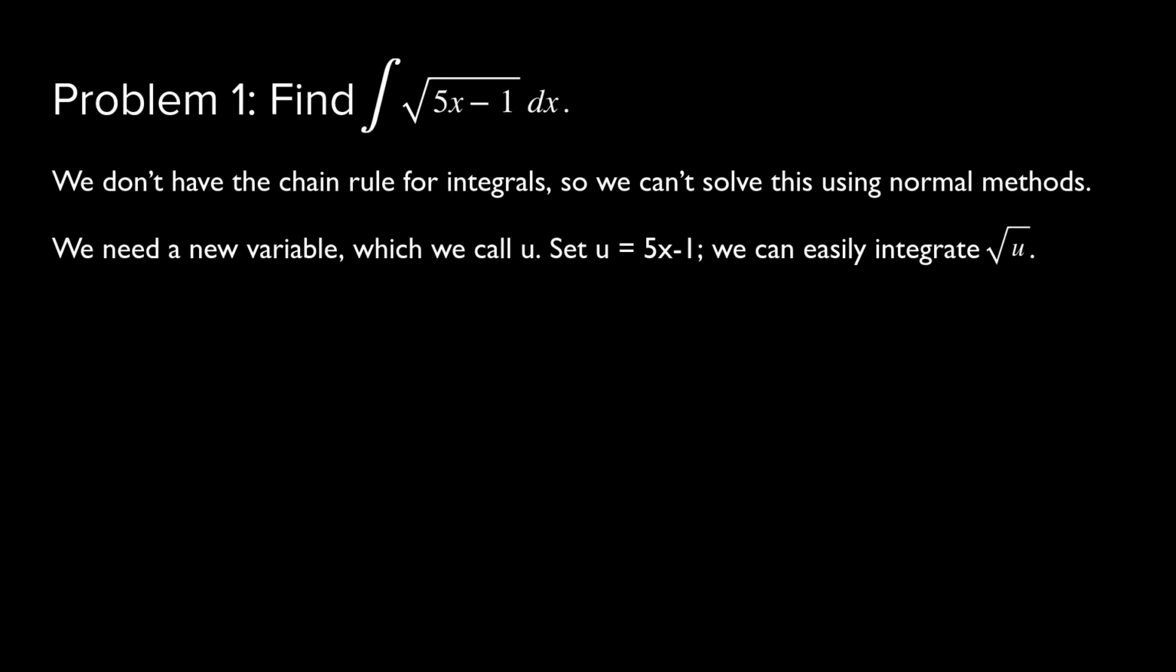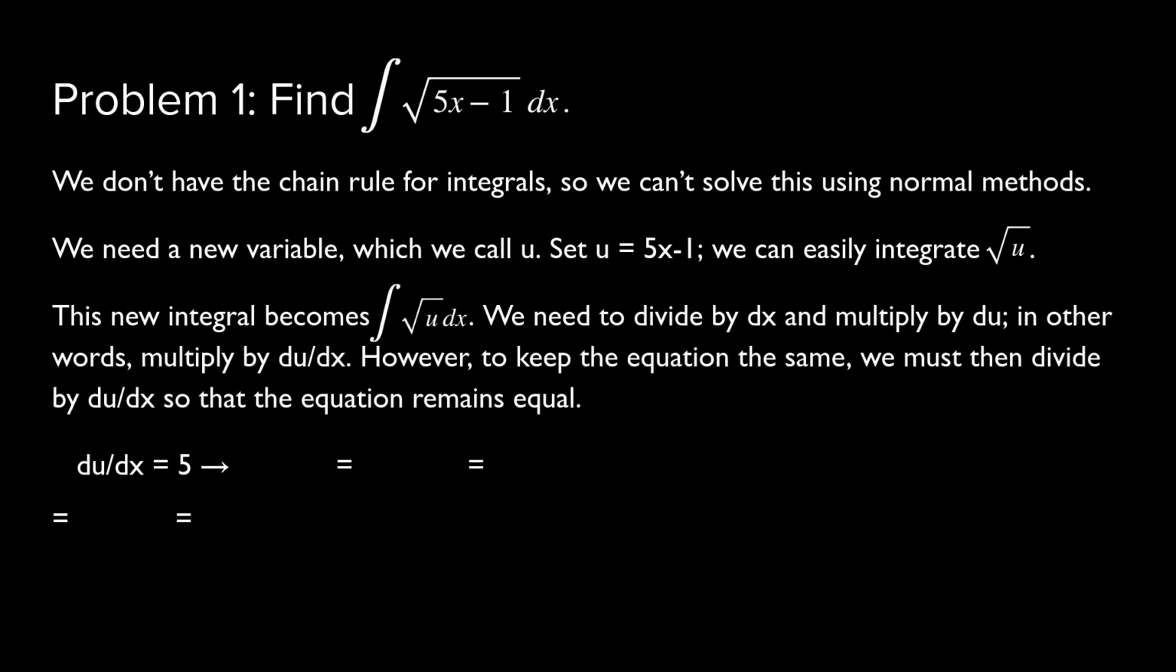But we can't just change the equation like this. It's not allowed, because that would fundamentally change the problem we're solving. So we then have to divide by du/dx to fix it and make it back to normal. So first we calculate du/dx, and the derivative of 5x minus 1 is just 5. And then we multiply by du/dx to get the integral with respect to u of square root u, and divide by 5, and get this. Integral with respect to u of square root u over 5.